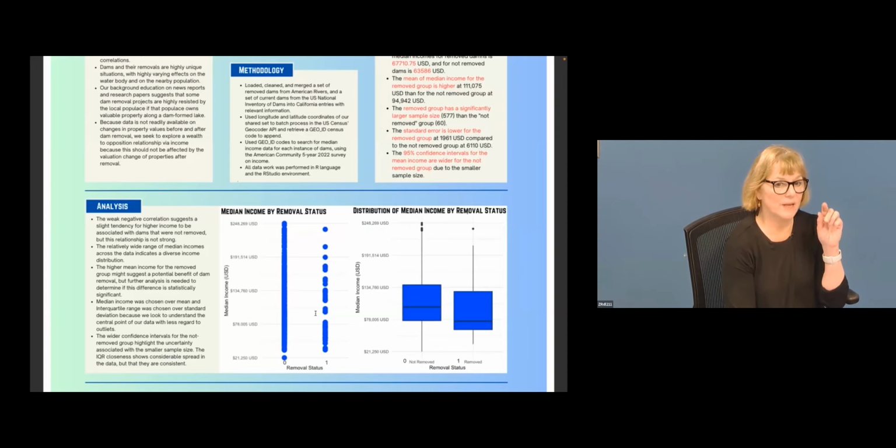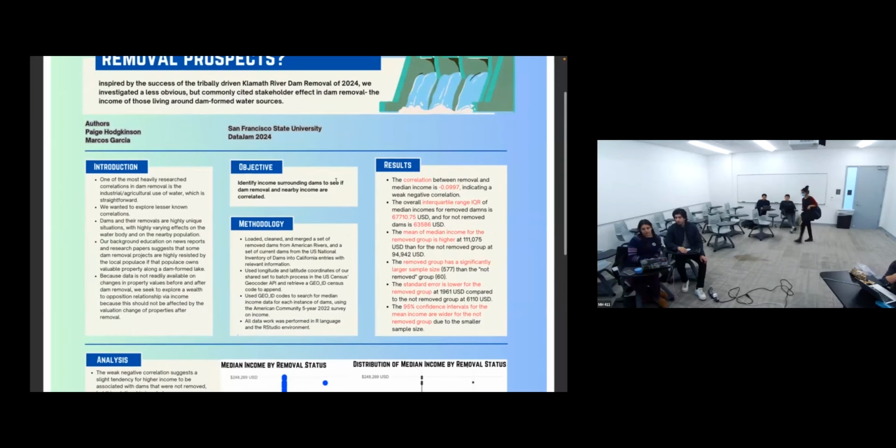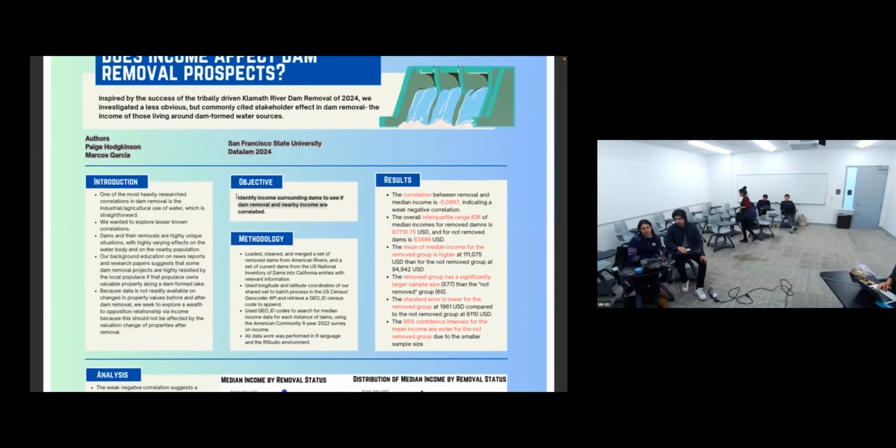And to that point, I noticed you didn't actually write out a hypothesis. What was your hypothesis? That dam removal and nearby income are correlated.